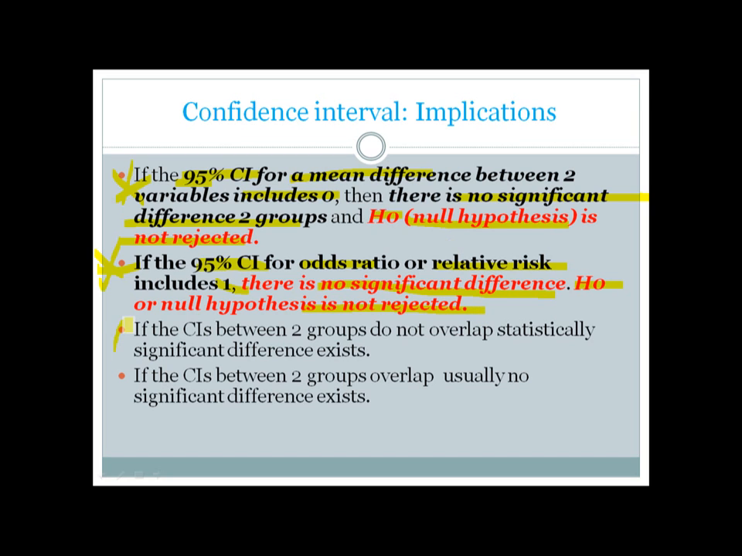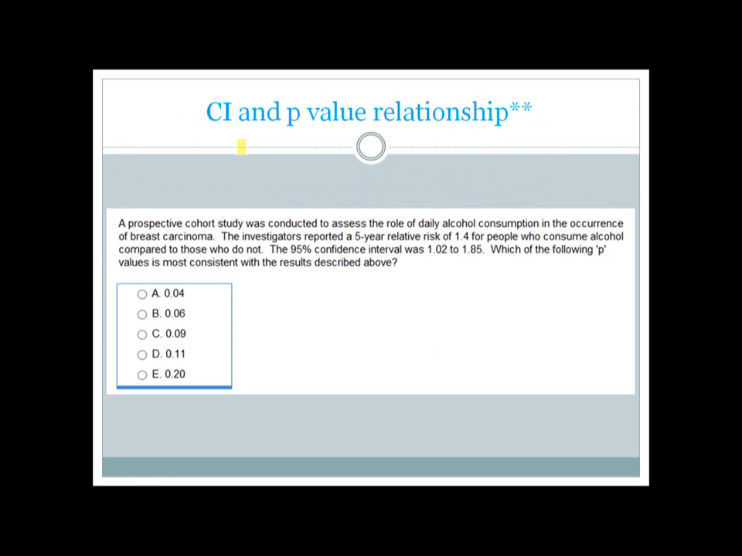And now another implication is, if the confidence intervals of two groups do not overlap, statistically significant differences should exist. So if confidence intervals between two groups do not overlap, there is some statistically significant difference. And if the confidence intervals between two groups overlap, it tells you that there is no significant difference between two groups. So here we can see another question which will integrate the concept of confidence interval and p-value.